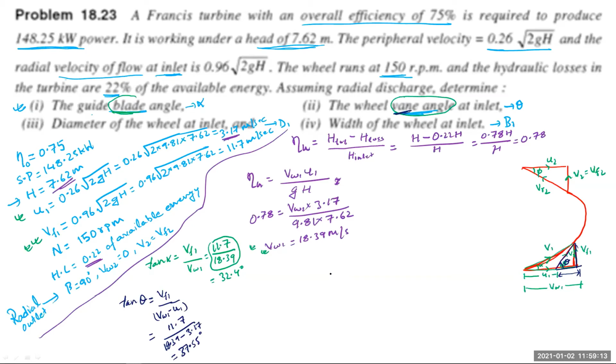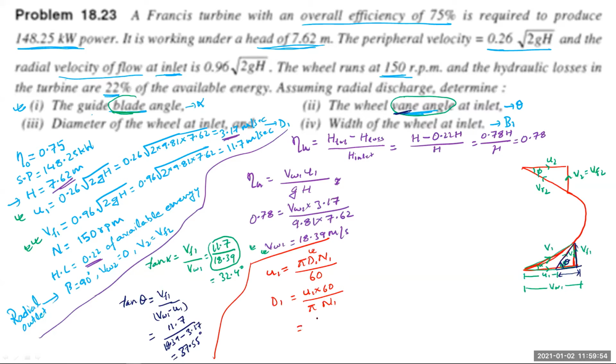Now, what is the third one? Third one is asking for diameter. So let's see how to calculate the diameter. We know that U1 equals pi D1 N1 divided by 60. So from here you can get this D1. For D1, what I can write, D1 equals U1 into 60 divided by pi N1.